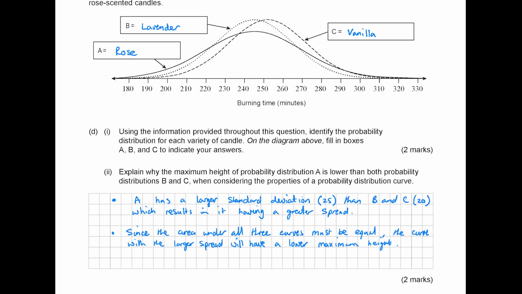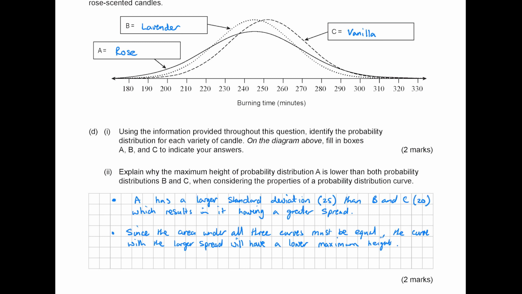D part 2. Explain why the maximum height of probability distribution A is lower than the probability distributions B and C when considering the properties of a probability distribution curve. And that last sentence there is the key part in this question.